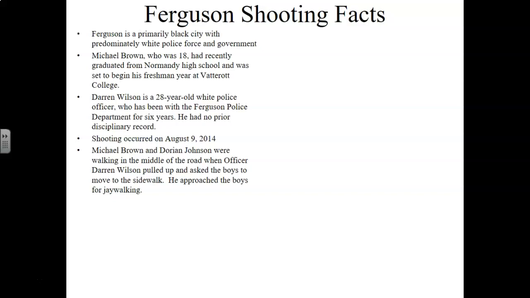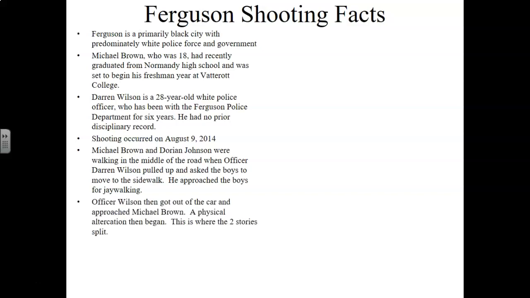Michael Brown and a friend of his, Dorian Johnson, were walking in the middle of a road when Officer Wilson pulled up and asked them to move to a sidewalk, and basically he had initially approached them for jaywalking, for walking in the middle of a street. And then this is where things start to get a little bit murky as far as what the police say versus what the family of Michael Brown and whatnot say.